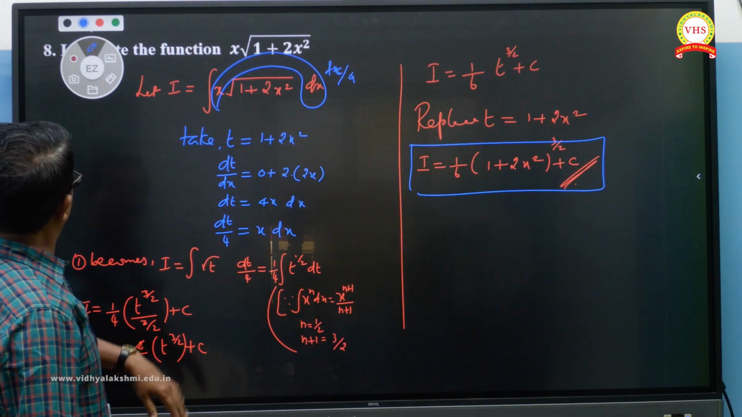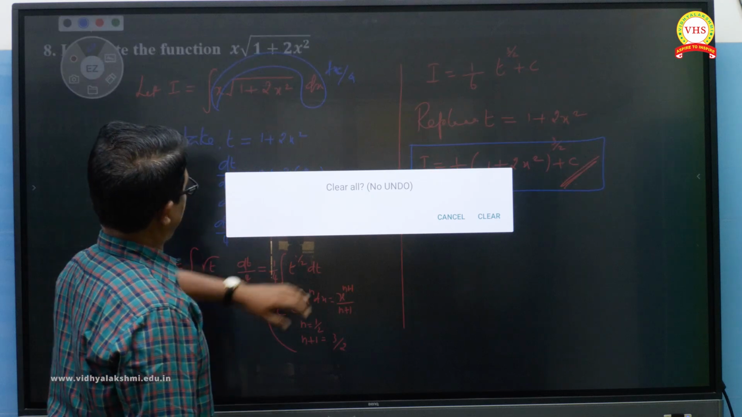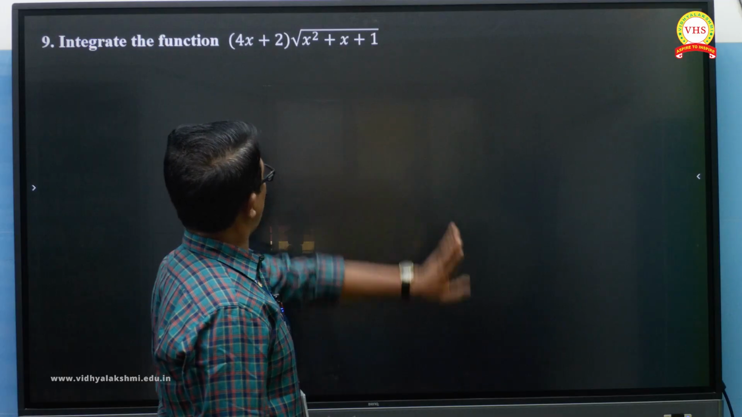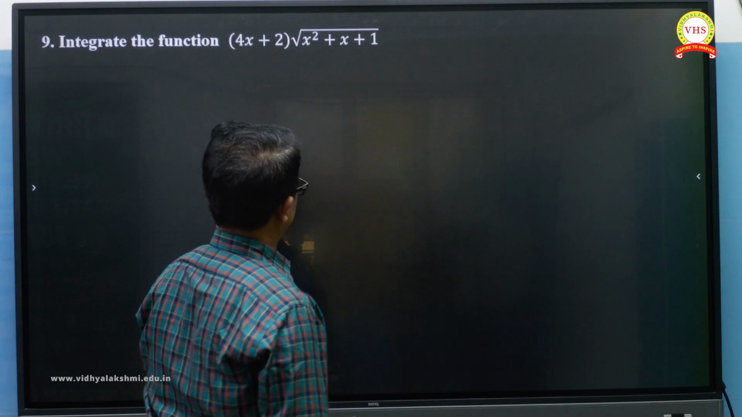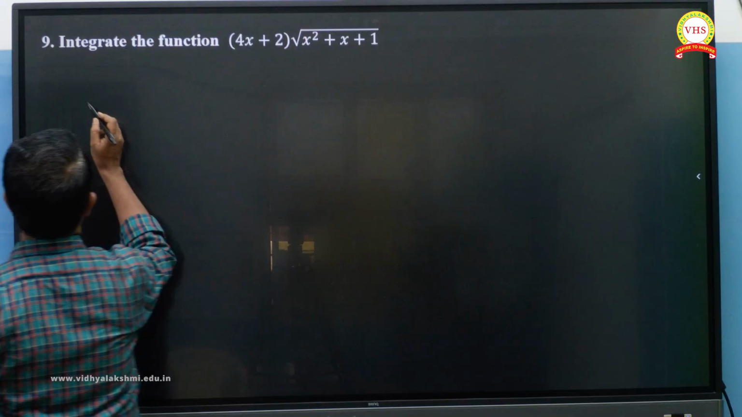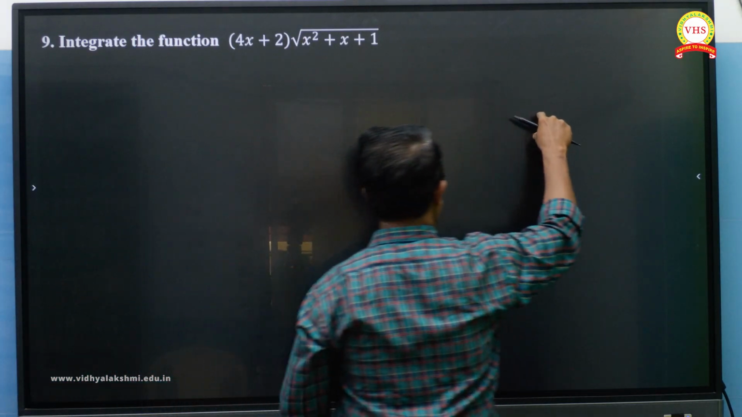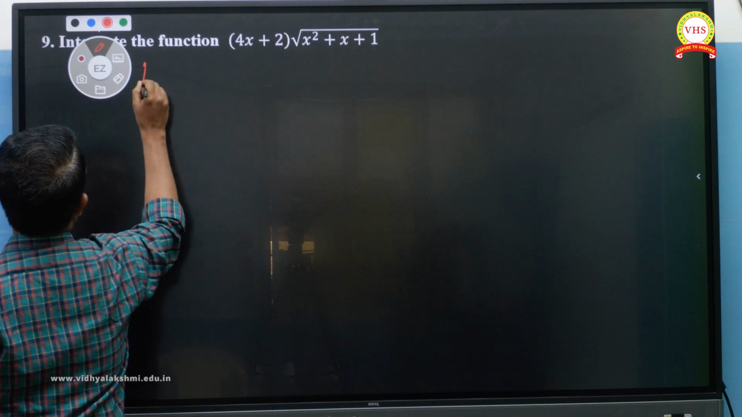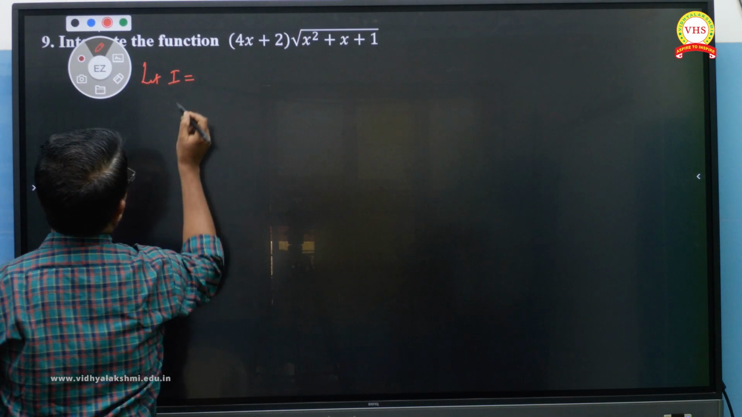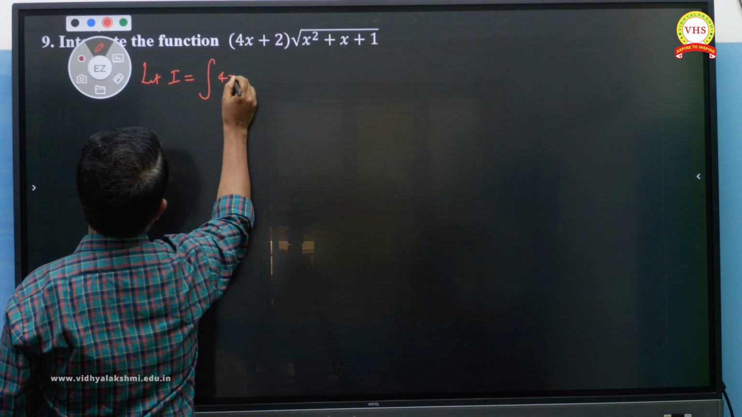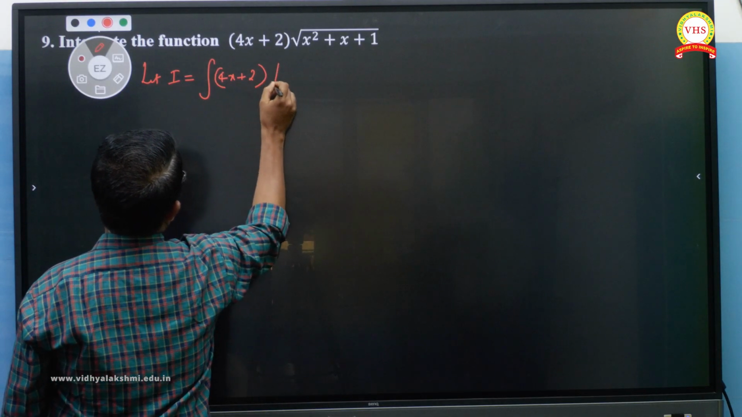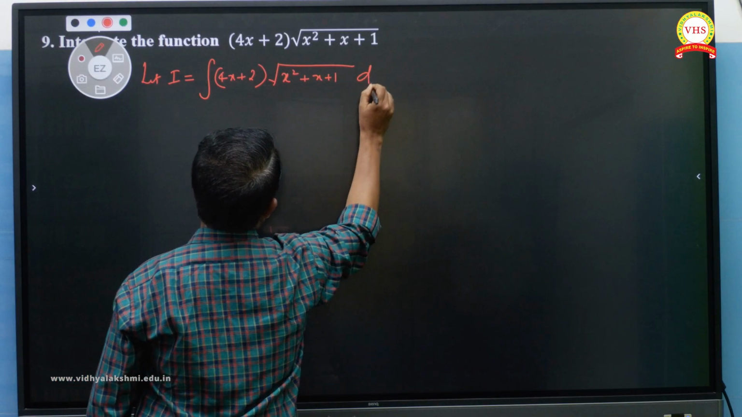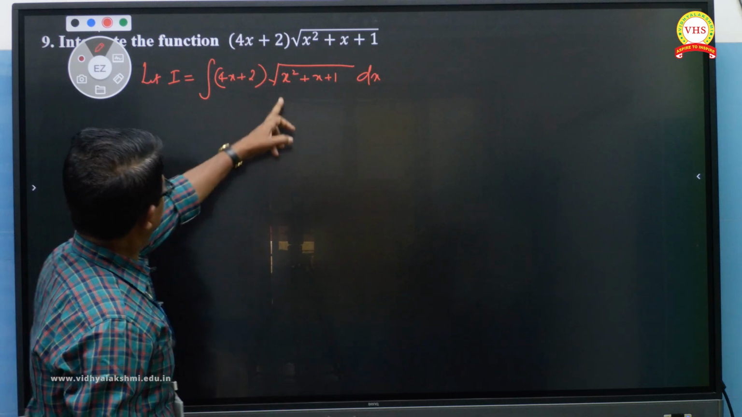So next, question number 9. What is question number 9? It is a function that is also in the square root, with 4x plus 2 outside. Let us see what the integral becomes. The solution: let I equal to the integral of 4x plus 2 into square root of x square plus x plus 1 into dx.